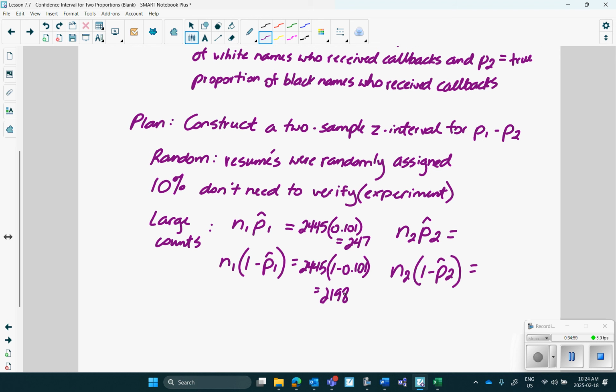The sample size for the commonly black name resumes was also 2445, but its proportion we calculated to be 0.067. So that gives us approximately 164. And then the sample size times 1 minus 0.067, which is definitely going to be above 10, is 2,281. So all are greater than or equal to 10.